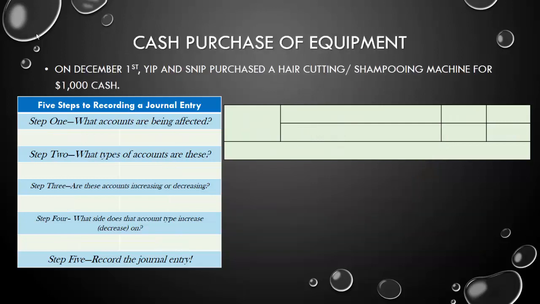On December 1st, Snip is going to purchase a haircutting/shampooing machine for $1,000 cash. How do we record this cash purchase of equipment? What are we buying? How are we paying for it? We're buying equipment. We are paying in cash.